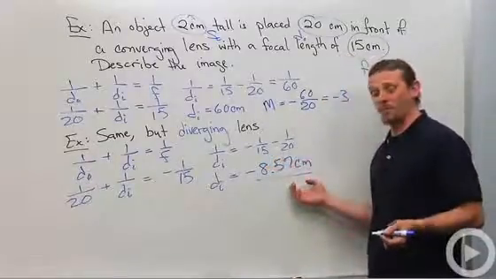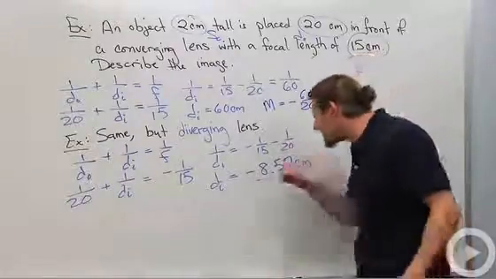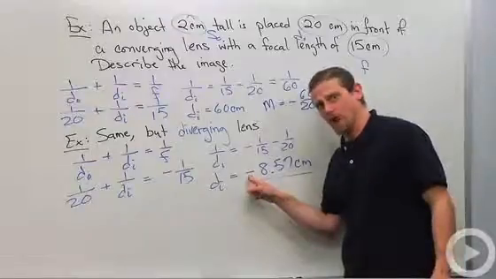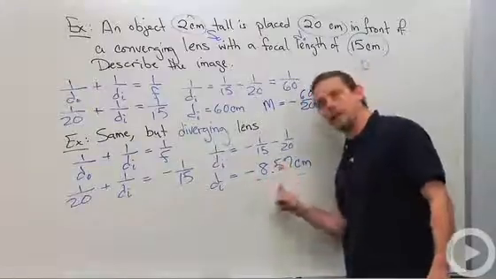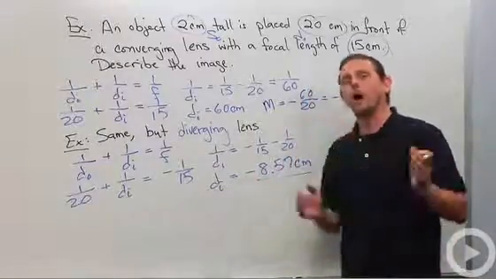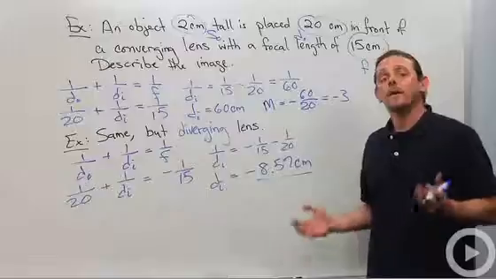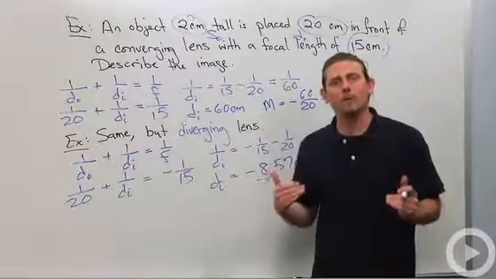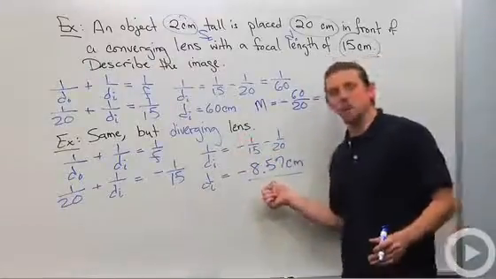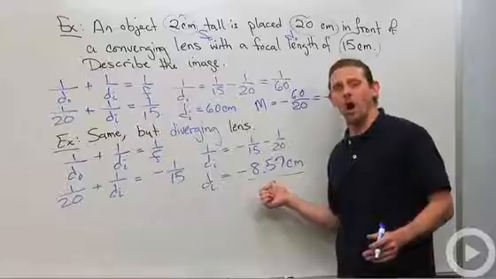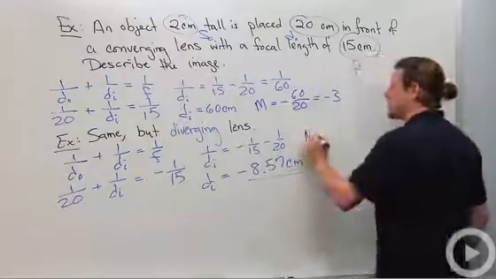Not as nice as it was before. So now what we would say is that the image appears on the same side of the lens as the object. It is a virtual image. It is 8.57 centimeters away from the lens, which is much closer to the lens than the object. A nice easy thing to remember is that whatever's closer will be smaller. So since this image is closer to the lens, it's going to be smaller, and that means the magnification will be less than 1.